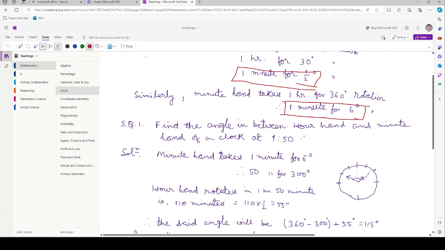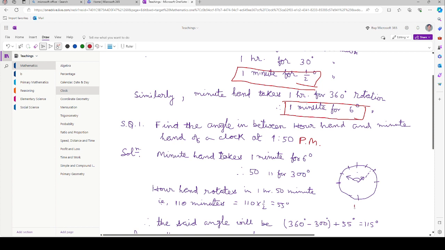Here is an example. Find the angle between hour hand and minute hand for a clock at 1:50 p.m. This is similar for 1:50 p.m. and 1:50 a.m., no matter. And this clock is a 12-hour clock, not a 24-hour clock. This calculation is for 12-hour clock only.